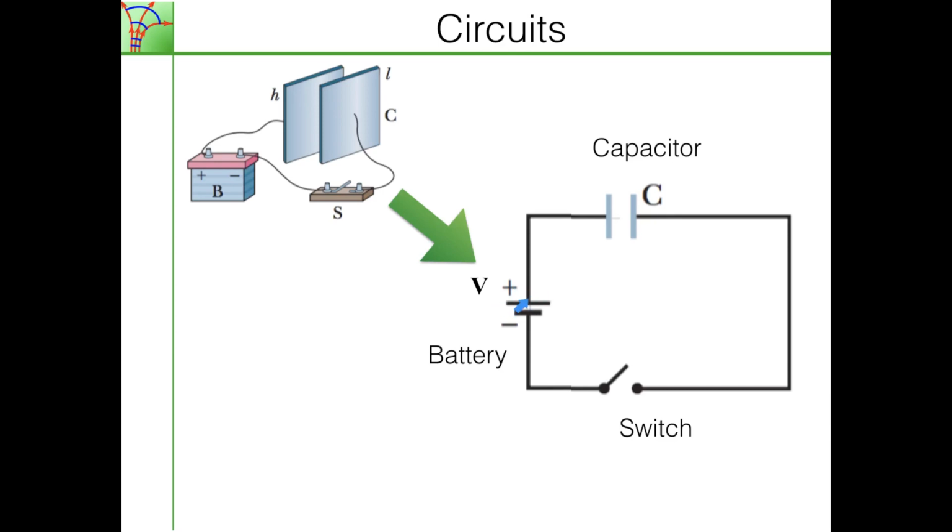So this is usually at a higher voltage than this side, and that represents a battery, and there's always a potential difference across here. So this is trying to maintain a potential difference of V between the top and the bottom. And the capacitor is drawn as a little parallel plate capacitor, and the switch kind of looks like a little switch, and it's usually connected by wires.